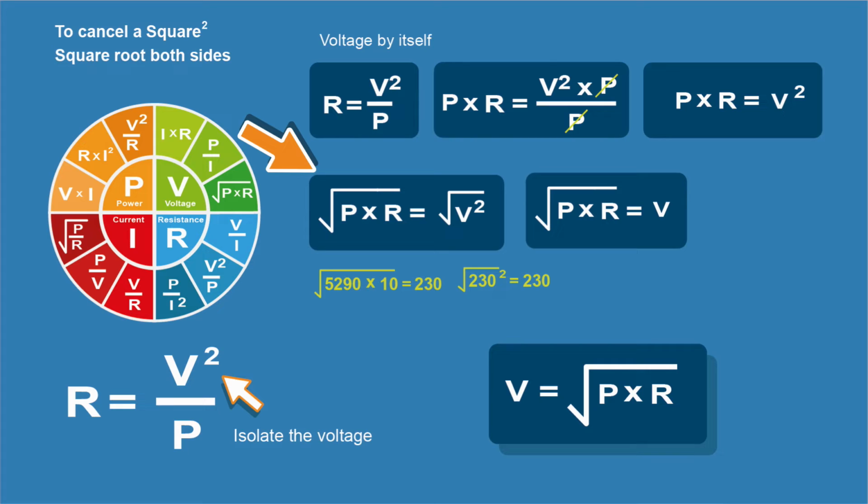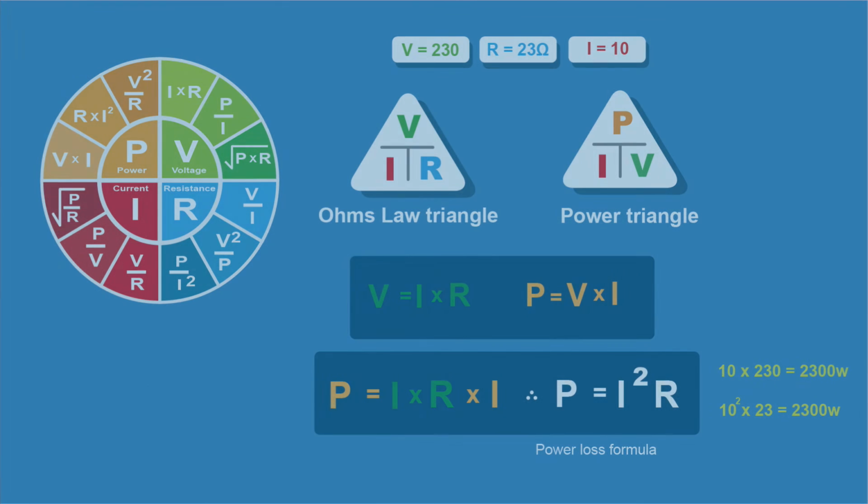So we square root both sides. That'll cancel the square on the right hand side of the equation. And we're left with the formula, the square root of P times R equals V. And you can flip that over if you like it that way. V equals the square root of P times R.